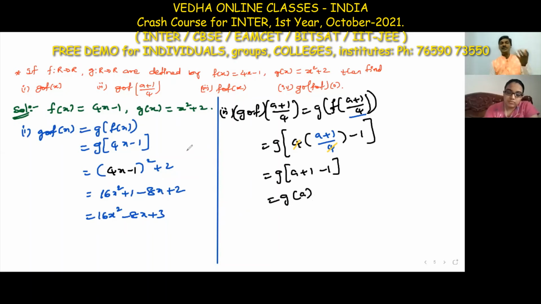What is g of a? What is the g of x function? The g of x function is x square plus 2. What is x here? In place of x we have a. So write a here: a square plus 2.